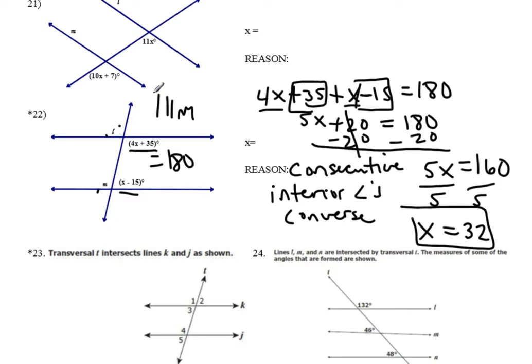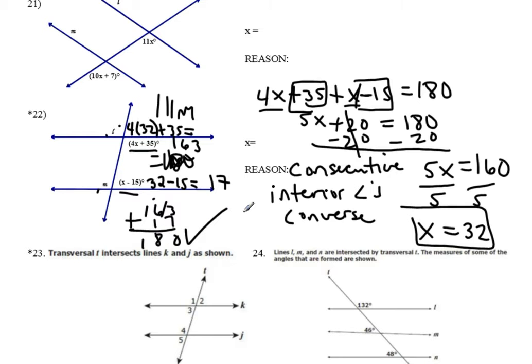I'm just going to check my answer to make sure I did it right. 4 times 32 plus 35 gives me 163. And 32 minus 15 gives me 17. So if I did this right, then their sum should equal 180. 163 plus 17 gives me 180. So I did it right.